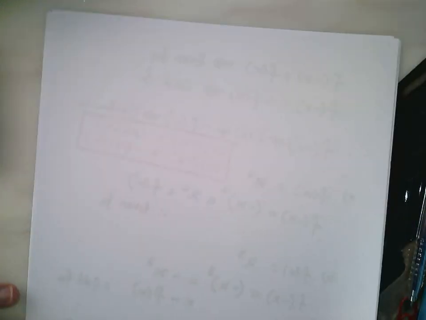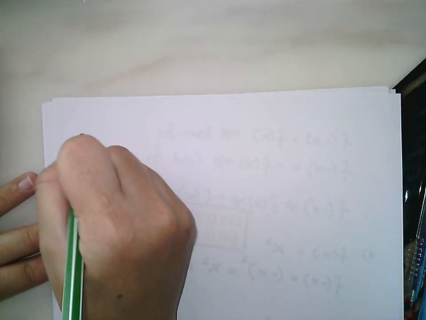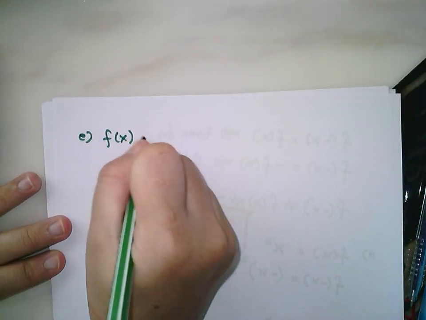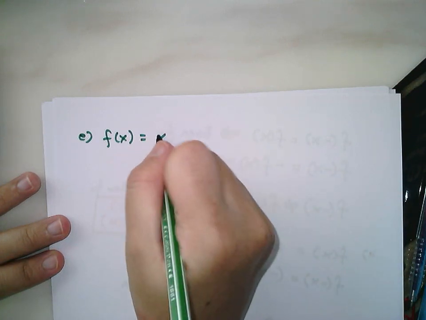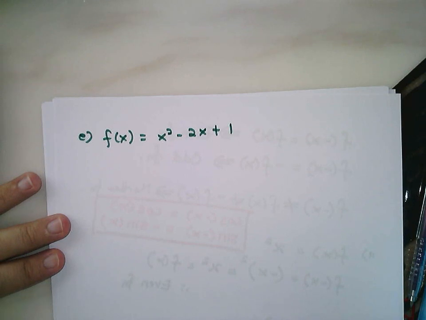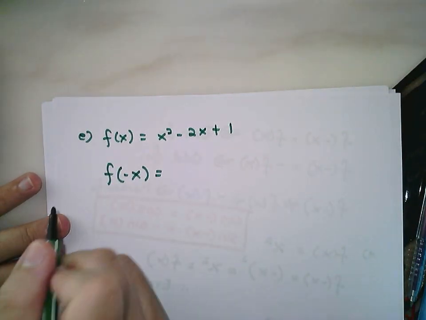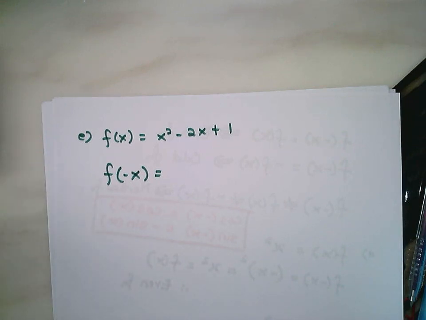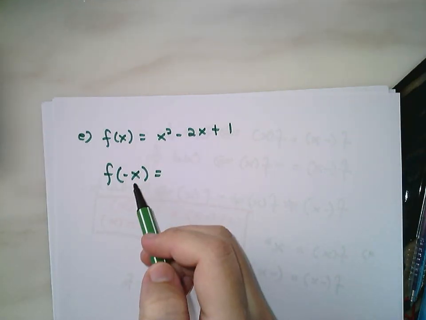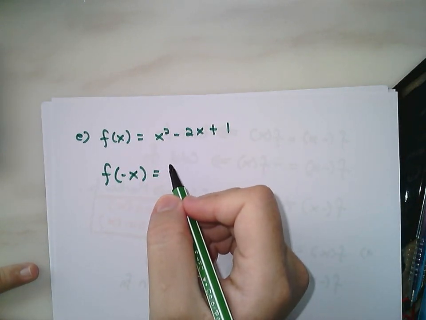So let's say you have your f(x) is equal to x squared minus 2x plus 1. So first get your f of negative x. This is the first step that you need to do every time you have a function. Substitute x with negative x. Okay, this is the least that you can do if you don't know how to do it.